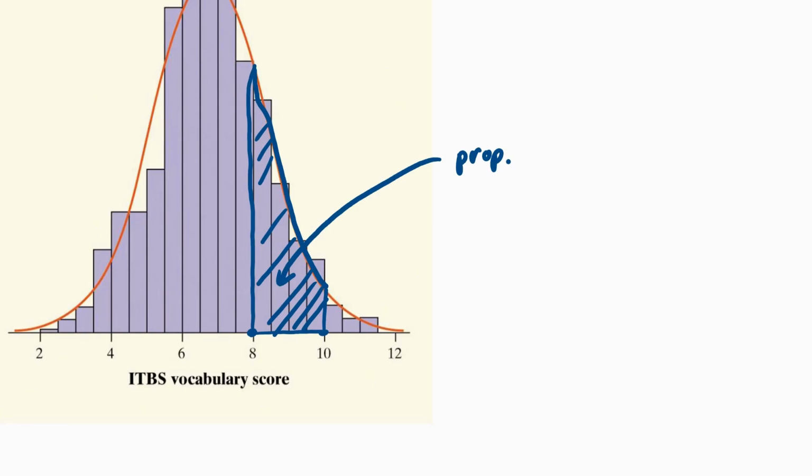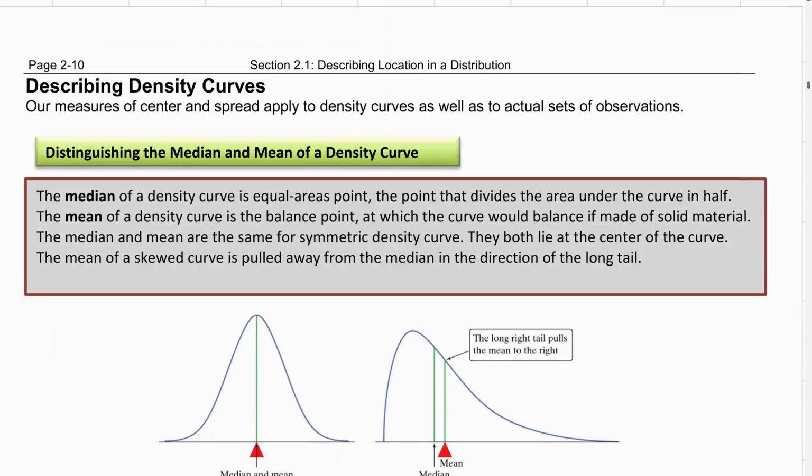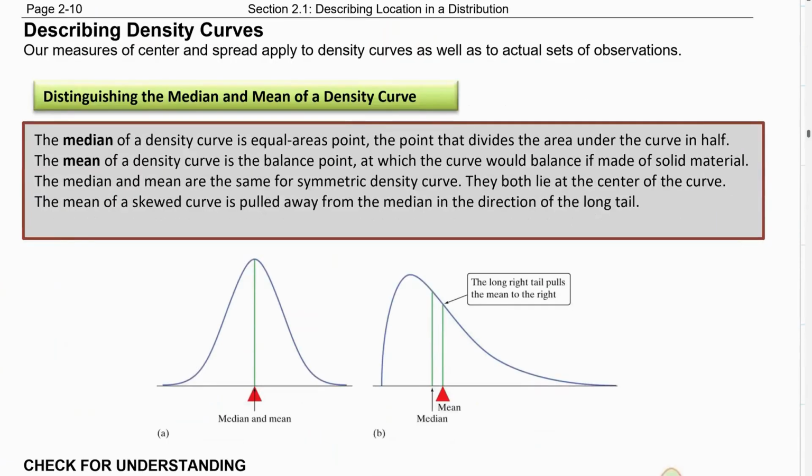All right. Now you're just like, how am I going to find that area? Don't worry about that for right now. We will deal with that in section 2.2, at least in terms of a special kind of distribution called the normal distribution. All right. Now, when we're describing density curves, we use the same kinds of expressions that we try to describe any distribution. We want to know shape, we want to know center, and we want to know spread.